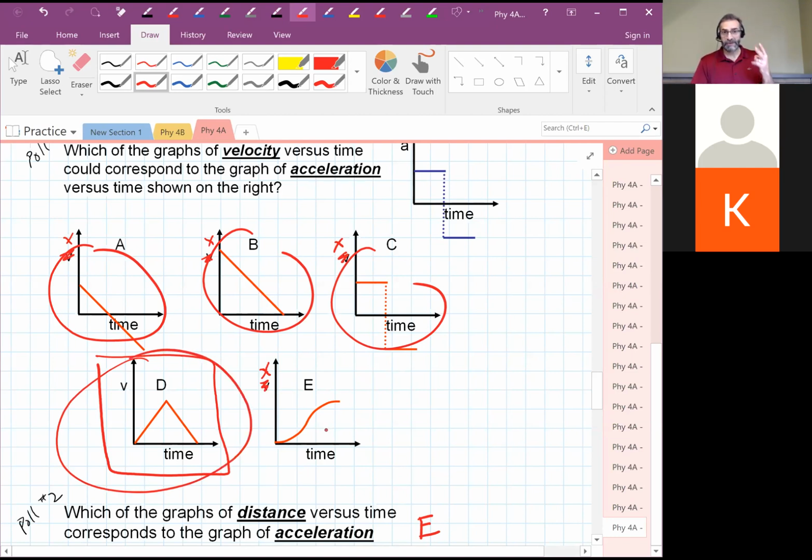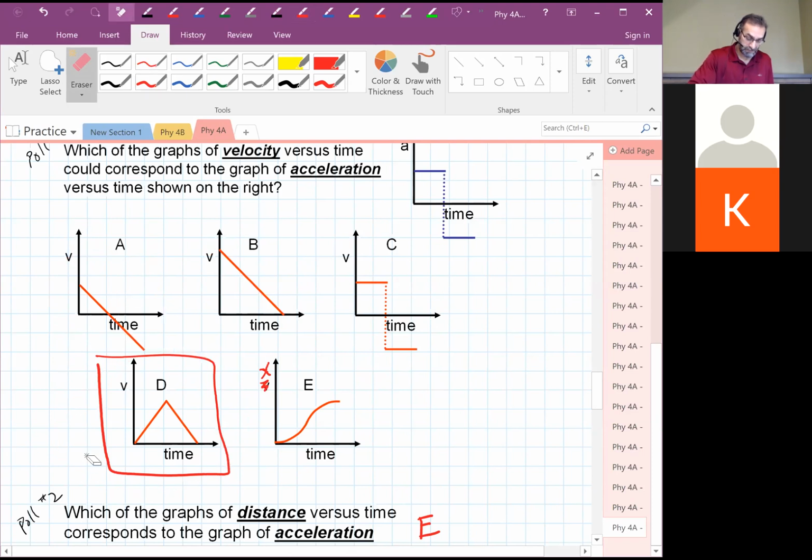So if we're taking two derivatives of a linear function, we have to get 0, right? So it can't be a straight line. There has to be a curvature to it. So the only one that has a curvature to it is E. And let's see if E makes sense.